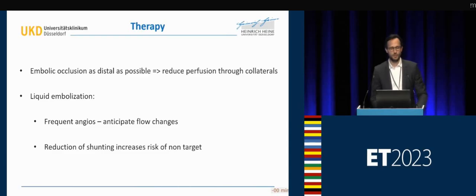So actually, to give you a little bit more at hand how we should act on that: embolic occlusion has to be as distal as possible in order to also reduce the perfusion that can possibly happen through collaterals. And if you're using liquid embolization, I can just recommend that you use frequent angios in order to anticipate the flow changes which can happen.